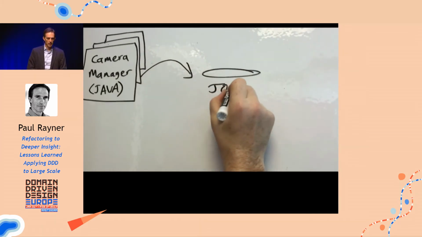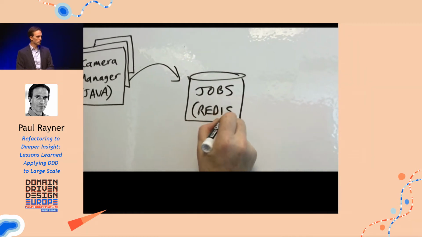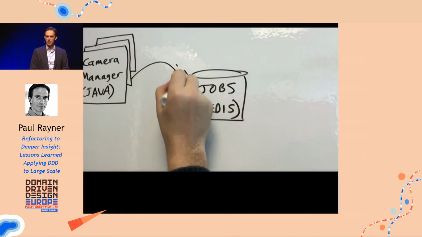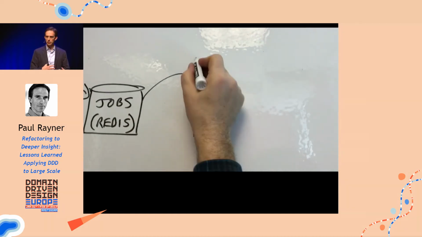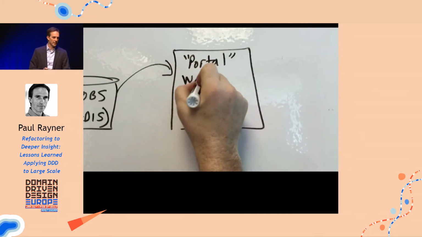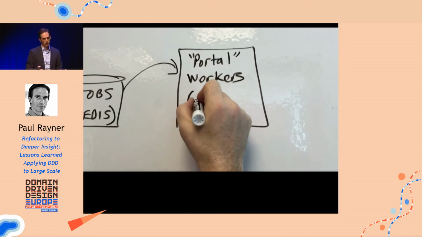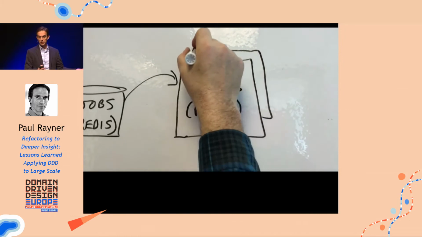The camera manager is written in Java, and it's deployed out to servers that are dedicated for that. When those requests come in, they get enqueued onto a jobs queue, and then we're able to read off that queue. So notice, these are distributed, asynchronous connections, and it actually connects to what we call the portal, which is a Rails application running workers written in Ruby.